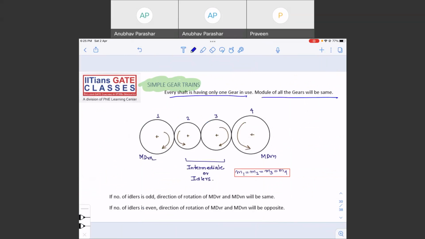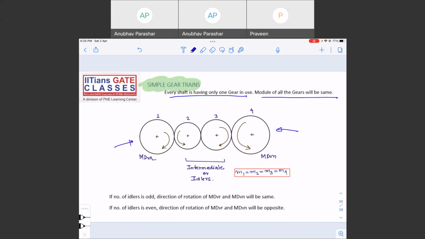Module of all the gears will be same. So module 1 is equal to module 2. Is it written? Yes, it is already written, I will not rewrite it. Module 1 is equal to module 2 is equal to module 3 is equal to module 4. Right? So this is the main driver and this is the main driven. All other in-between gears are intermediate gears. 2 and 3 are intermediate gears.